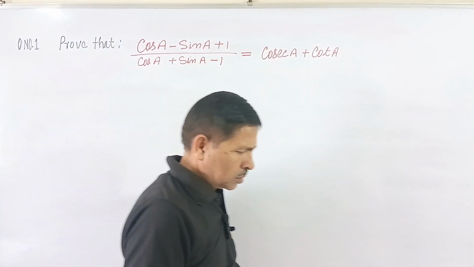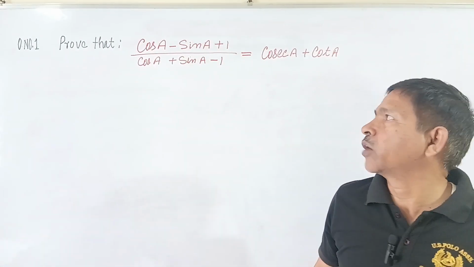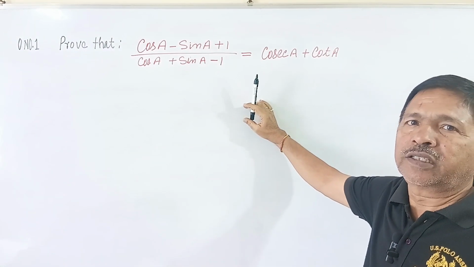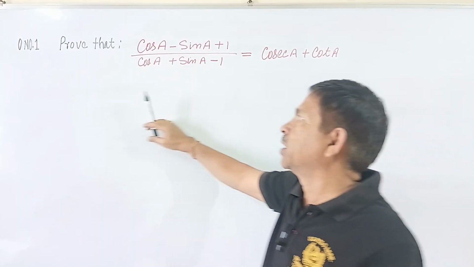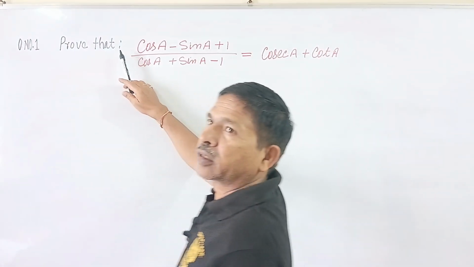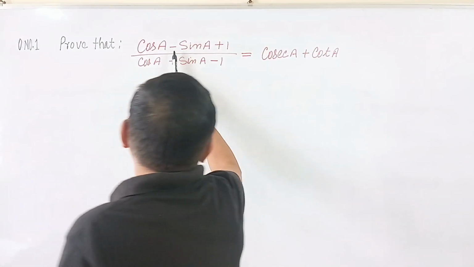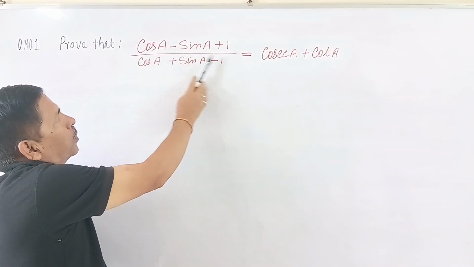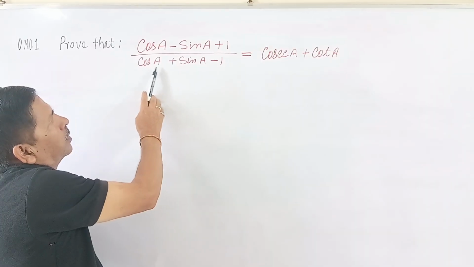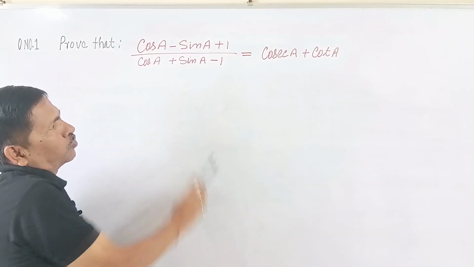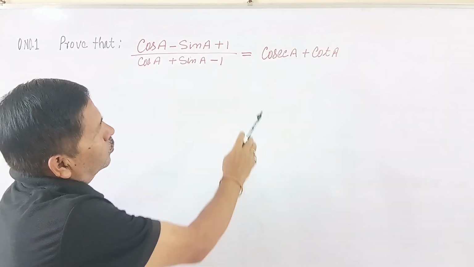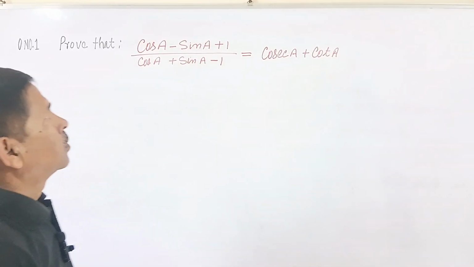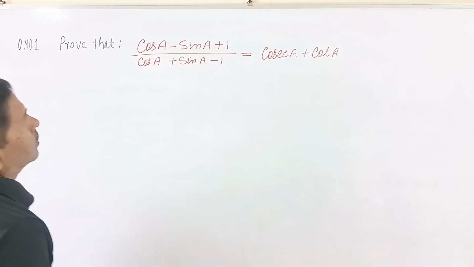Hello students, now we will learn a question of trigonometry for class 9th and 10th. The question is, prove that (cos A minus sin A plus 1) upon (cos A plus sin A minus 1) equals cosec A plus cot A. So we will solve it like this.